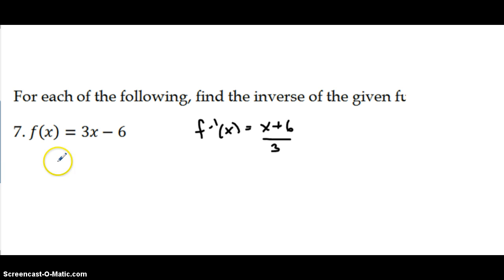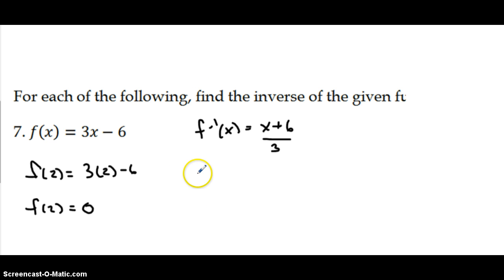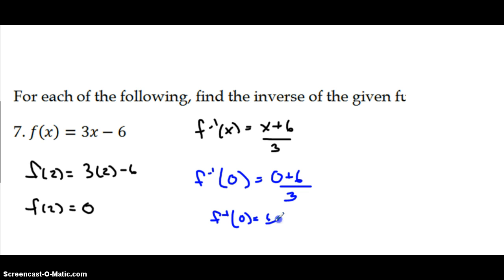So let's just check to see if these are inverses. For this one, let's say I plug in 2. That gives me 3 times 2 minus 6. And so the f of 2 is going to be equal to 0. So what does that mean to see if these actually are inverses? Well, that means if I plug 0 into this, my output should be 2. So let's try that out. So if I say the f negative 1 of 0, well, let's see. Do I get 2? 0 plus 6 over 3 is equal to 6 over 3. And guess what? That is equal to 2.